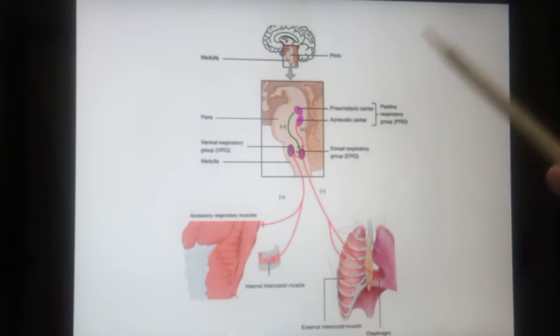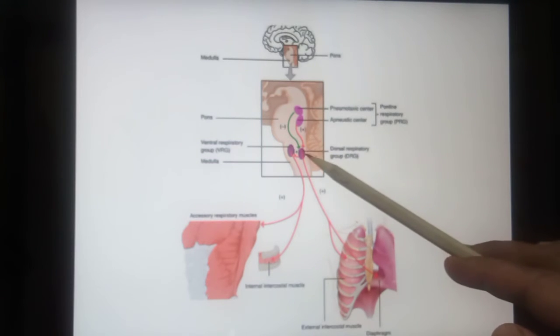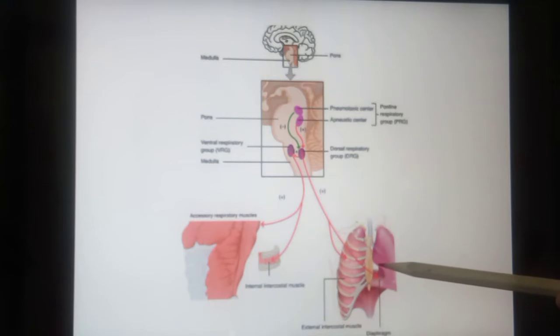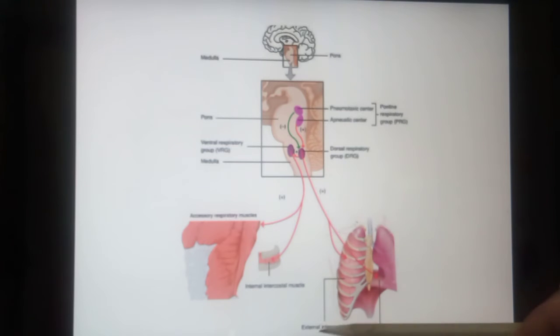In the brain there are so many neurons present. In the DRG there are also neurons present. Some neurons are connected from the DRG to the lungs, and they are responsible for inspiration. How can they do this? They are responsible for the contraction of the diaphragm and external intercostal muscles.